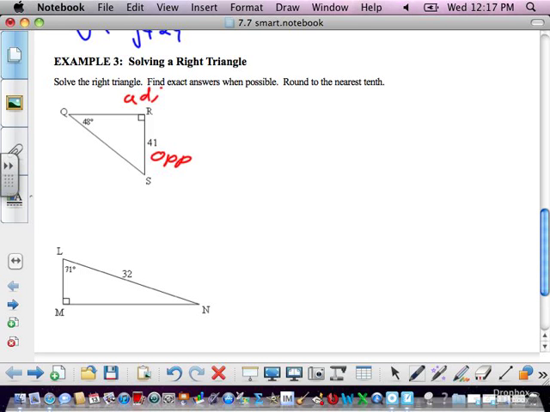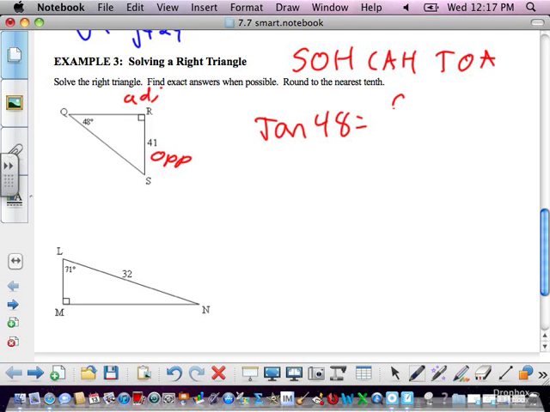Again, I like to write SOH CAH TOA down each time. Which one has an A and an O in it? Tan. So this time I'm using the regular tan because I'm looking for my unknown side. Opposite over adjacent, and I'm going to call it QR because that's what it's labeled as.